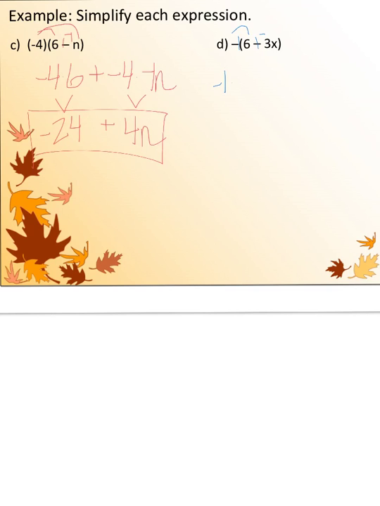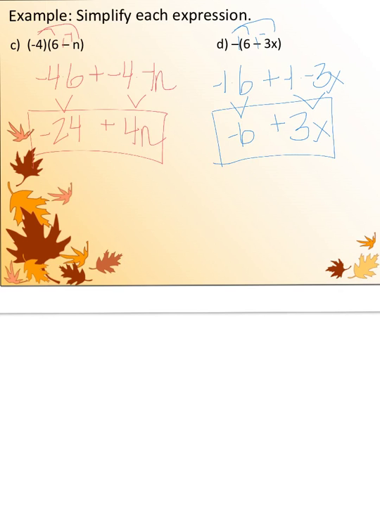So I'm going to think about -1 times 6. Always put a plus sign. Then -1 times a -3x. Multiplying. -1 times 6 is -6. Plus -1 times a -3x, +3x. There's your answer. Again, those two are not like, so that's our answer.